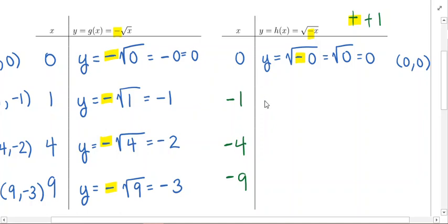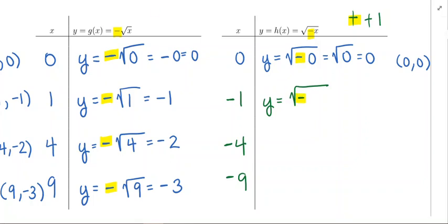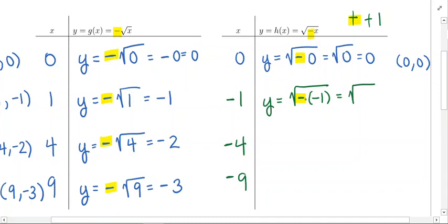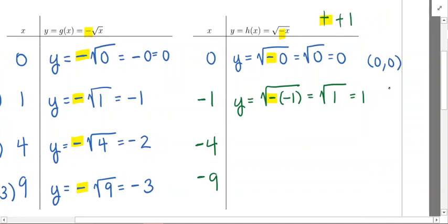If x is negative 1, then your y value is going to be the square root of the negative sign that's already underneath, and now we're doing negative x. So we've got the negative, now we write down x is negative 1. Under the square root, negative times negative is positive, you get positive 1, which is 1. So you're going to end up plotting the point: if x is negative 1, y is positive 1.